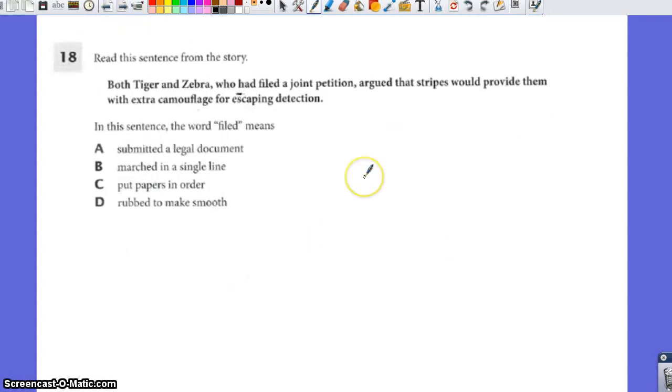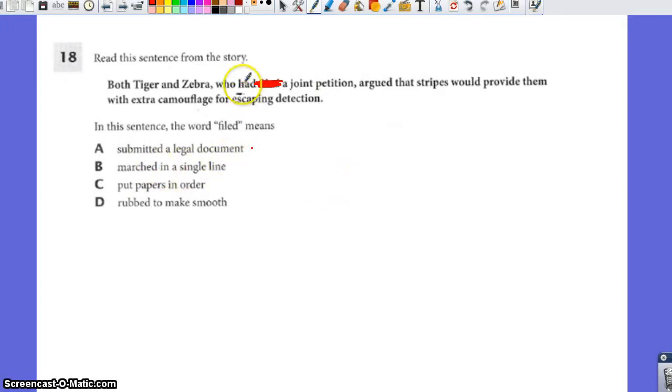All right, question 18. Read this sentence from the story. Both Tiger and Zebra, who had filed a joint petition, argued that stripes would provide them with extra camouflage for escaping detection. In the sentence, the word filed means... All right, so I'm going to use my standard context clue strategy here. I'm going to delete the word from the sentence, make it a blank, and see if I could fill it in with one of these answer choices and see if that makes sense. Both Tiger and Zebra, who had blanked a joint petition, submitted a legal document, maybe. Seems like it.